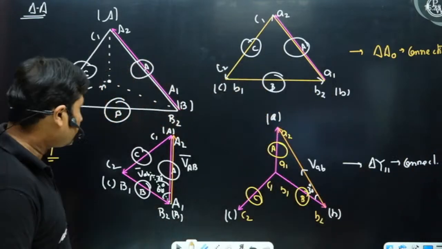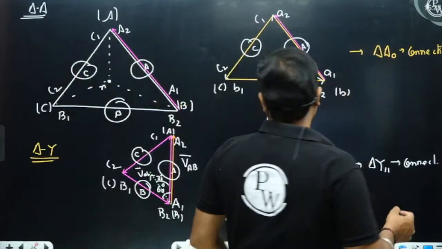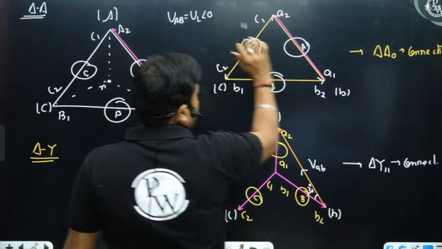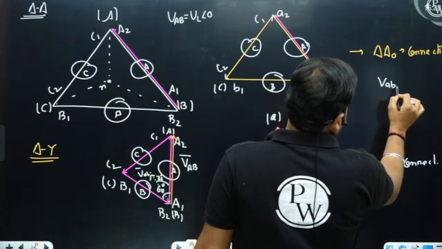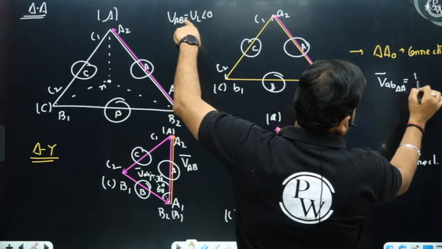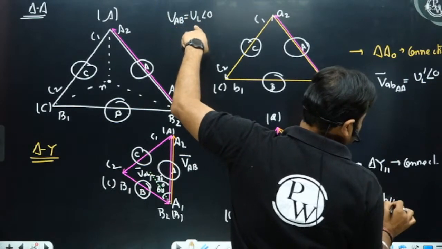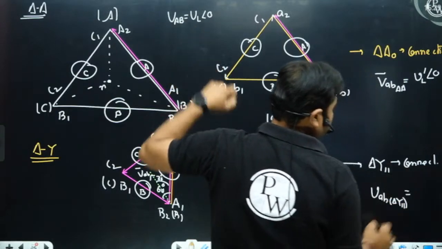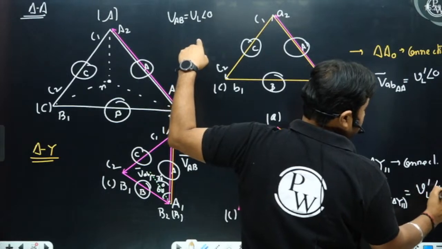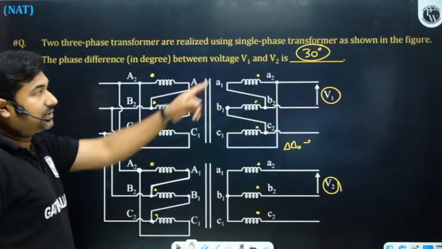Now if this will be your line voltage, so line voltage on this side will be, if we treat VAB as a line voltage at an angle 0, then small VAB in case of delta delta will be equal to VL dash at an angle 0. However, small VAB in case of delta star 11 will be VL dash at an angle plus 30. So the angle difference between these two will be plus 30 degree.